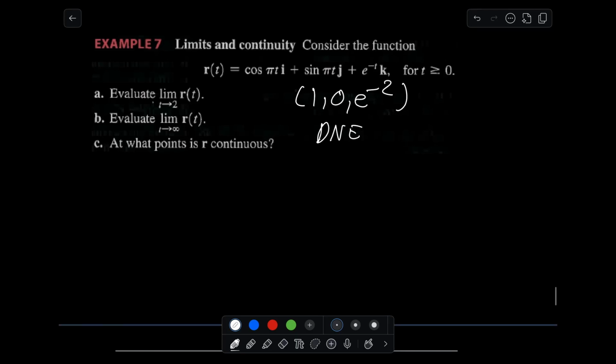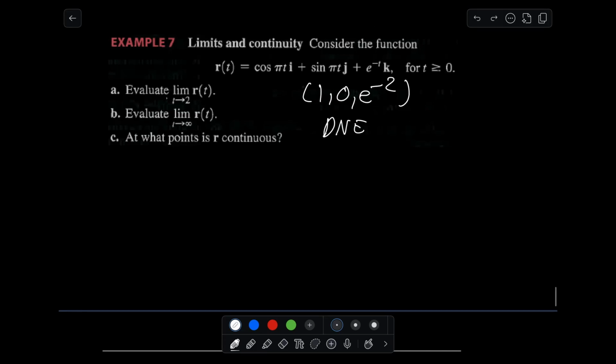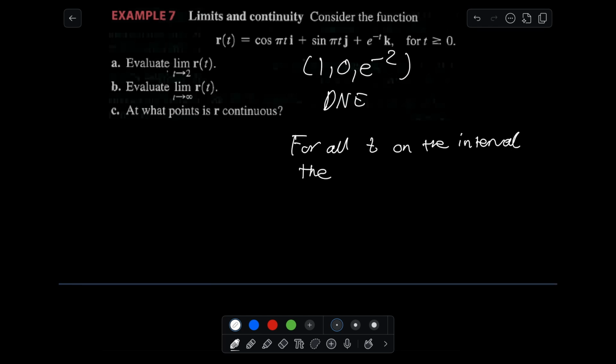And at what point is r continuous? All 3 of these respective functions are continuous on the interval when t is greater than 0. So then we can just say that for all t on the interval, the parametric function is continuous. And that is pretty much it.